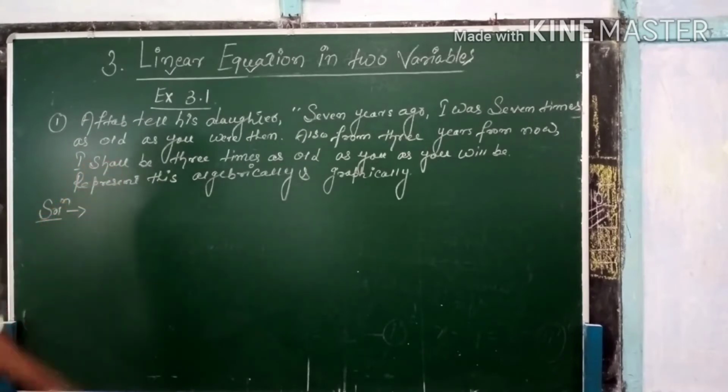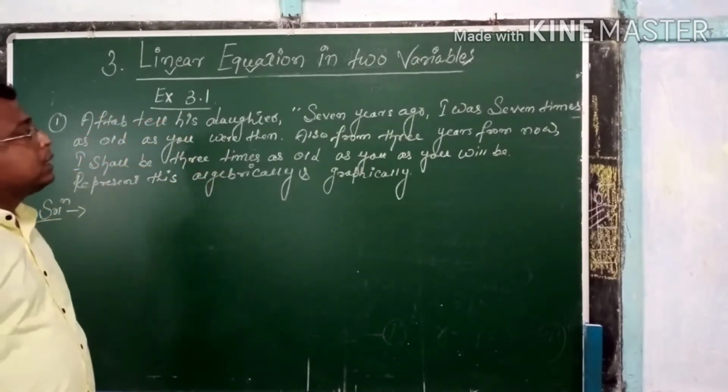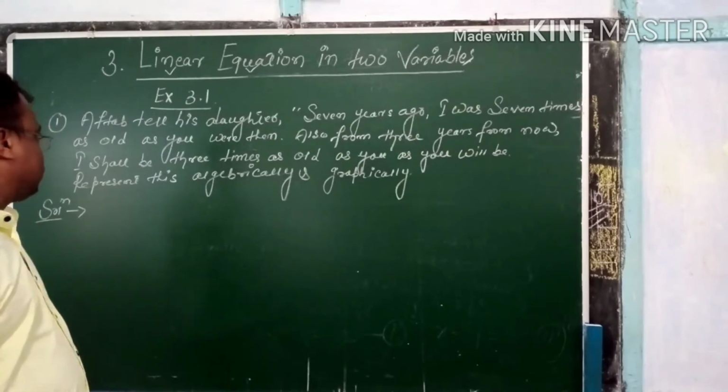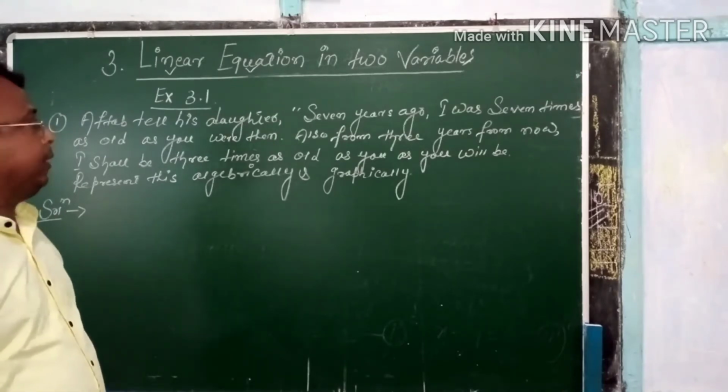So here is one question. So let us try to discuss this question. Aftab tells his daughter, 7 years ago, I was 7 times as old as you were then.